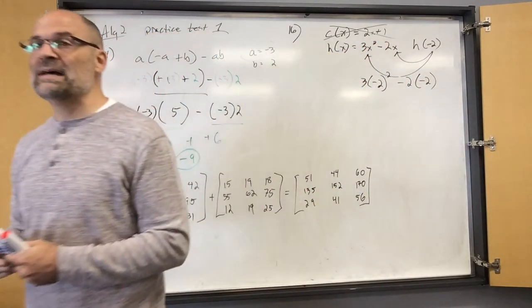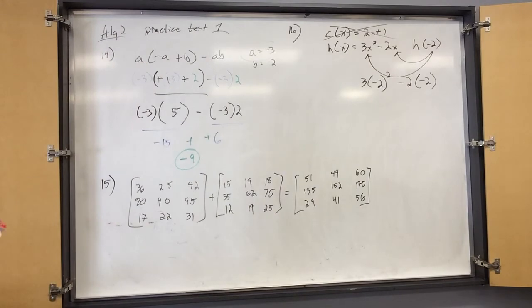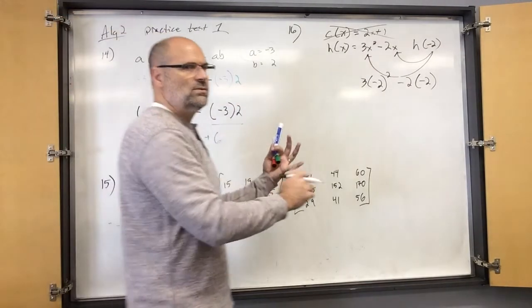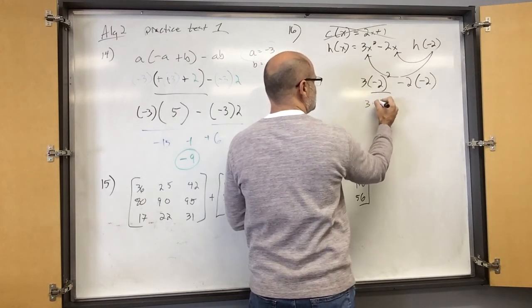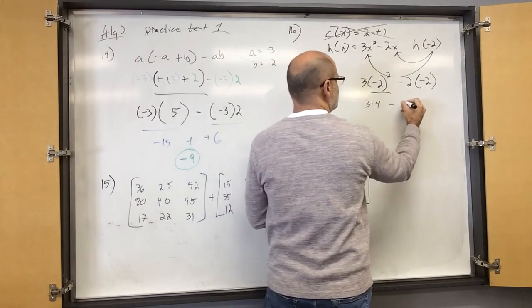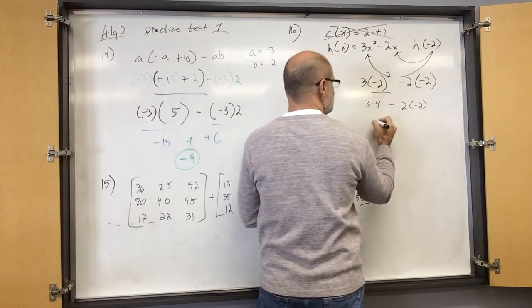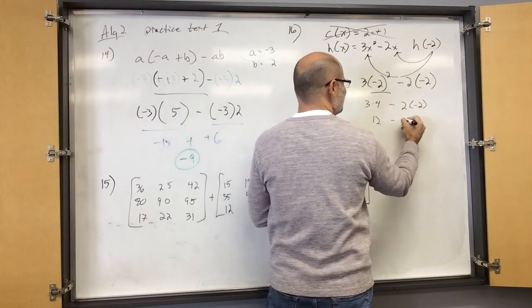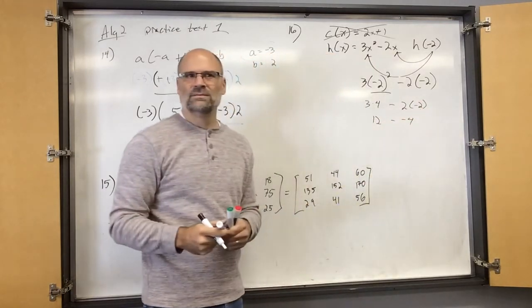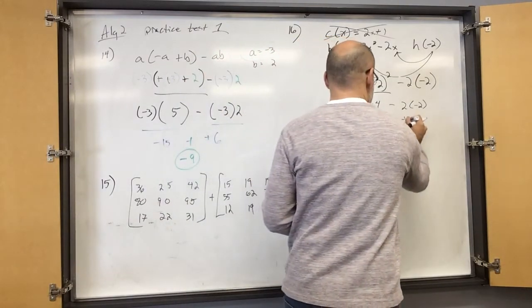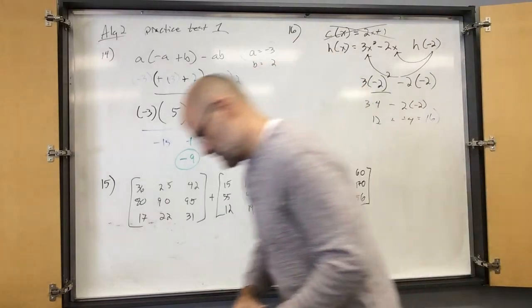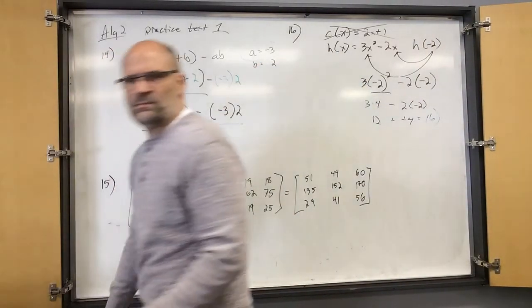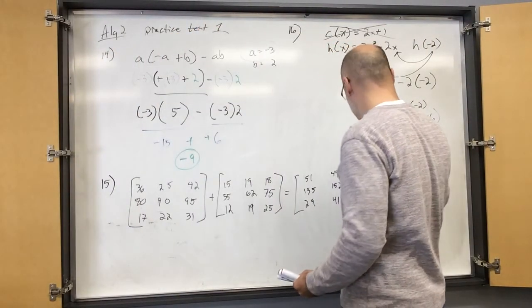Just like we did on that last problem, right? So what's negative 2 parentheses squared? 4. So now do the multiplication. 12 minus negative 4. Plus positive 4. Plus positive 4 gives you 16. Awesome. Okay, next one.